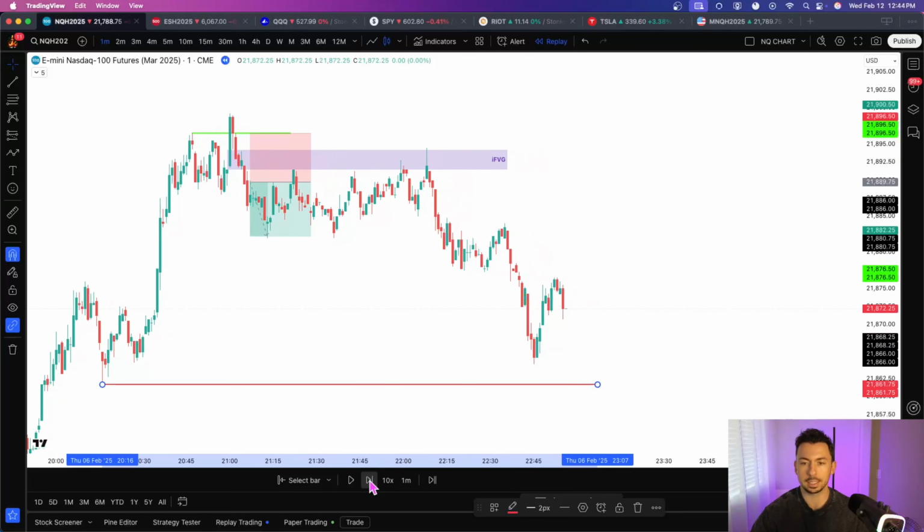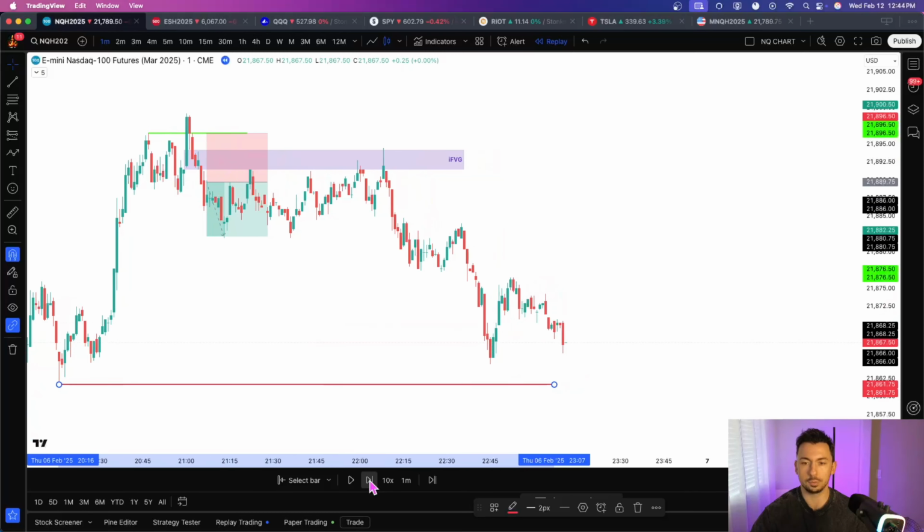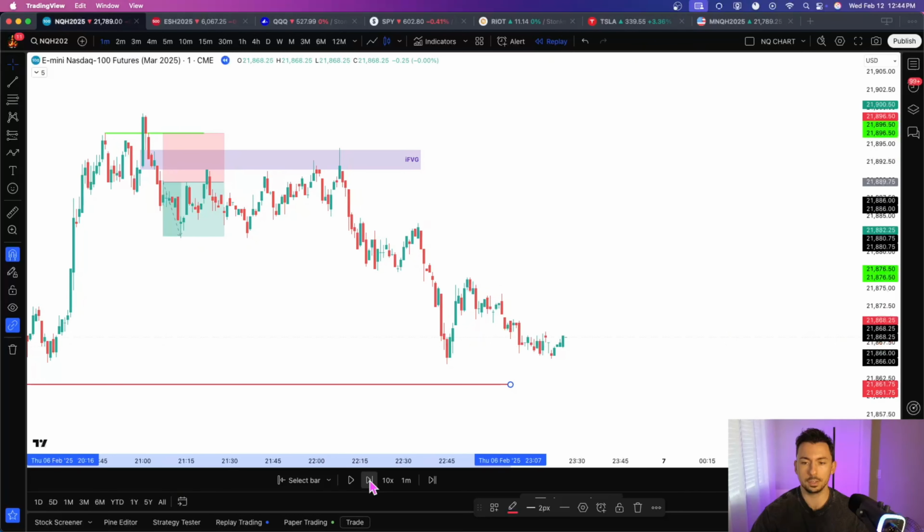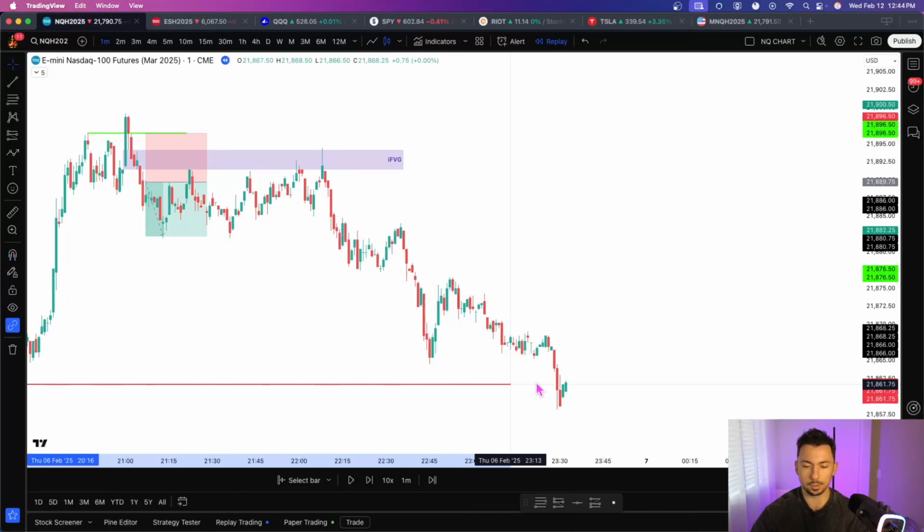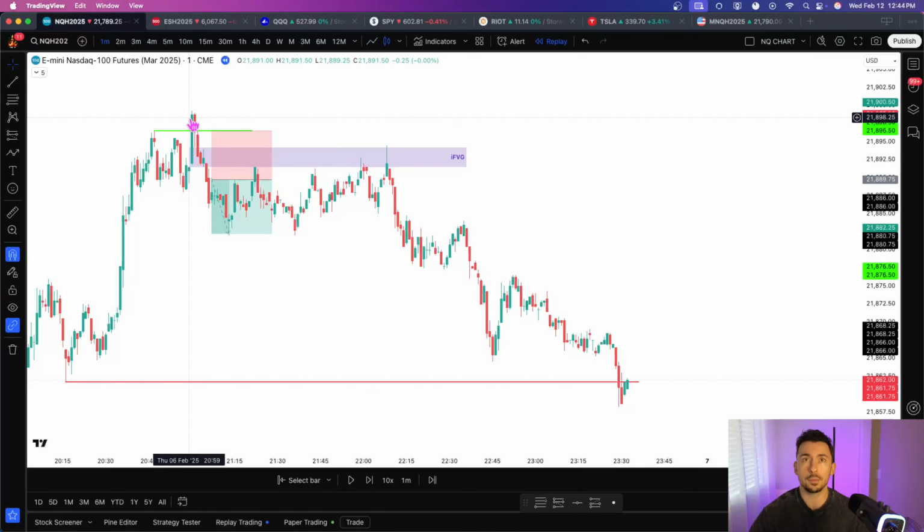Just like this. Keep going. And boom, there it is, guys. And as you can see, the algorithm has switched from a buy program to now a sell program, and every bearish fair value gap is used as resistance to go lower.